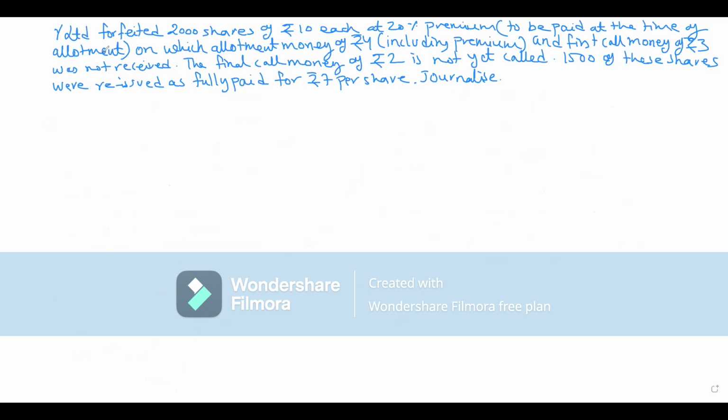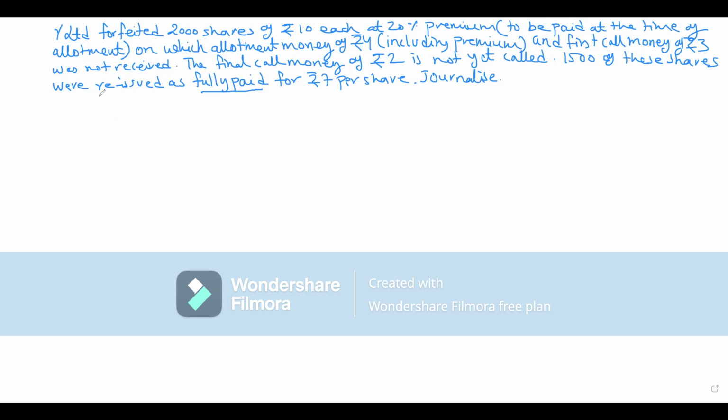So what is the question? Y Limited forfeited 2,000 shares of 10 each at 20% premium to be paid at the time of allotment, on which allotment money of ₹4 including premium and first call money of 3 was not received. The final call money of ₹2 is not yet called. 1,500 of these shares were reissued as fully paid. Watch out for this word, fully paid, for ₹7 per share, journalized.